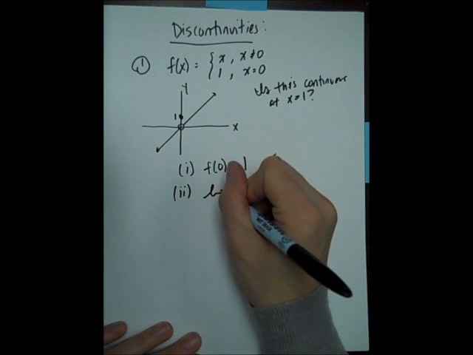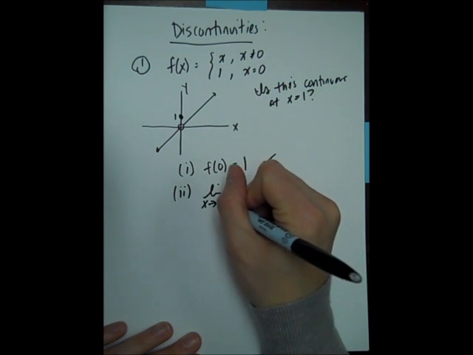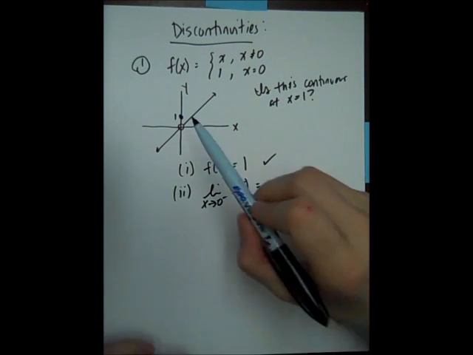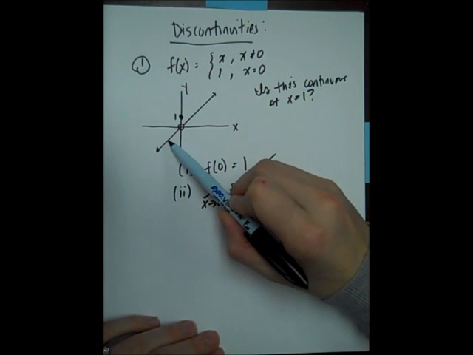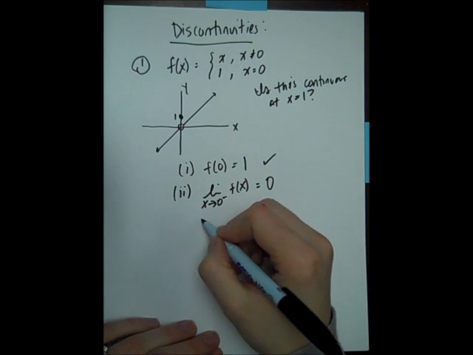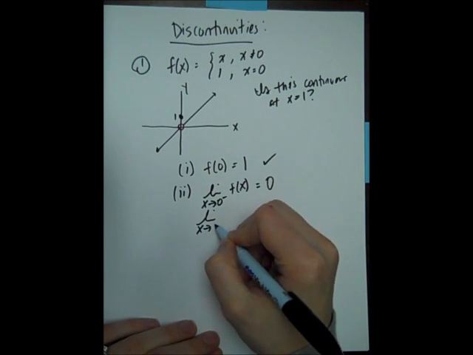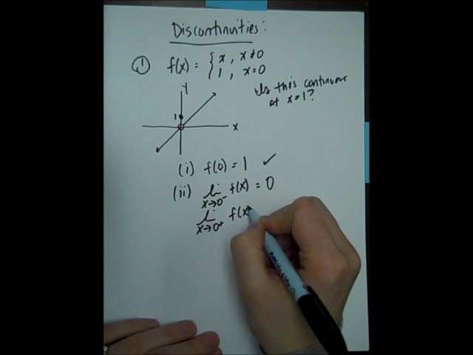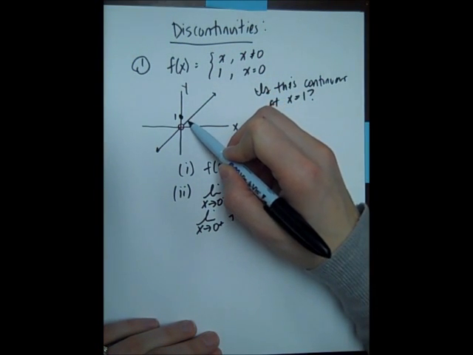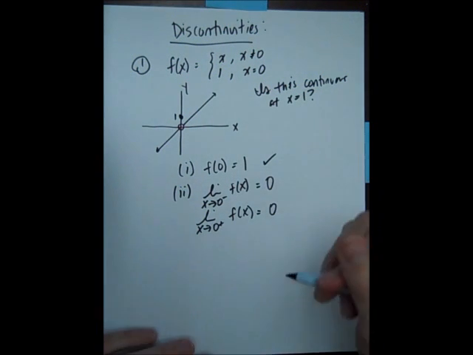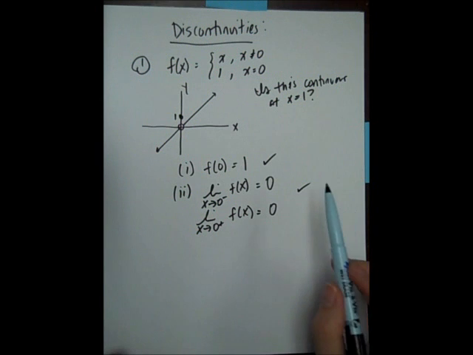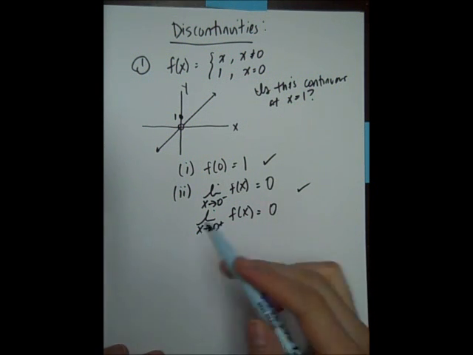Number 2, what's the left-handed limit at 0? As I approach 0 from the left, what are my function values doing? They're going towards 0. And what's the right-handed limit? Well, as I approach 0 from the right, you can see my y values are going towards 0. So number 2 was satisfied because my left-hand and right-hand limits were the same.